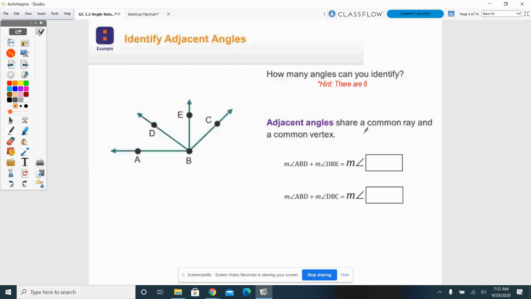Okay, so how many angles can you see here? Because some of them are hiding. Okay, there are 6. So let's see if we can find them. We name angles by using 3 letters. So I'll highlight them as we go. The first one I see is angle ABD. ABD is right here. Okay, another one I see is DBE. Angle DBE, that is adjacent to the one I just said.